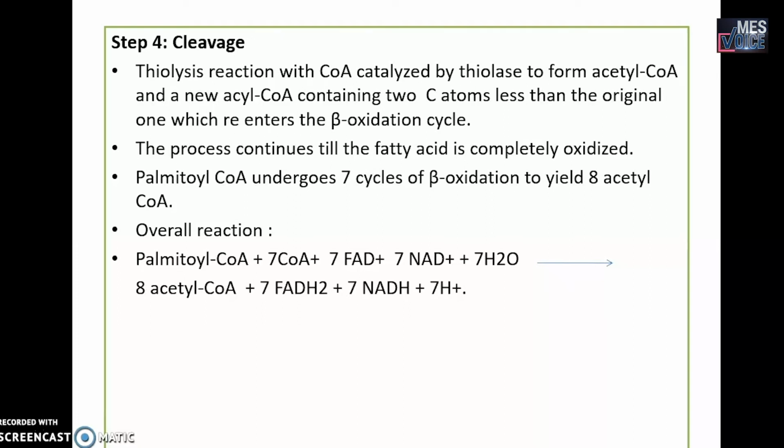In case of palmitic acid or palmitoyl-CoA, palmitoyl-CoA undergoes 7 cycles of beta oxidation to yield 8 acetyl-CoA, and the overall reaction for the oxidation of palmitoyl-CoA can be represented as palmitoyl-CoA plus 7 coenzyme A plus 7 FAD plus 7 NAD plus plus 7 water molecules form 8 acetyl-CoA plus 7 FADH2 plus 7 NADH plus 7 H plus.